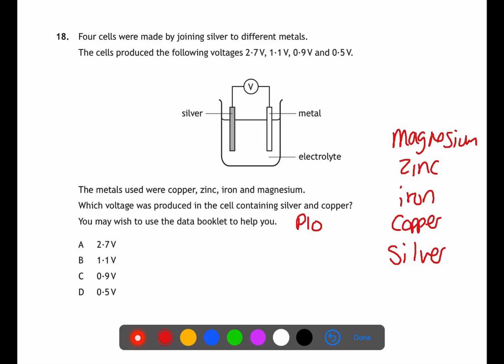The further apart the metals are on the electrochemical series, the larger the voltage that will be produced. If we make a cell between magnesium and silver, we'll get the largest voltage. This would have been the 2.7 volts. The next one would be between zinc and silver, which would be 1.1. Between iron and silver would be 0.9, and between copper and silver would be 0.5.